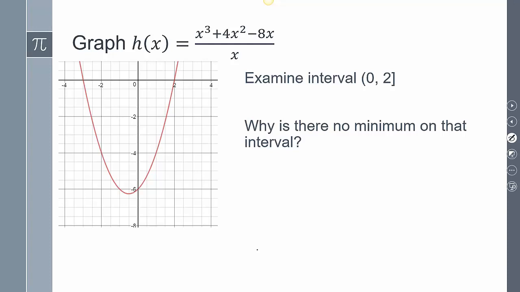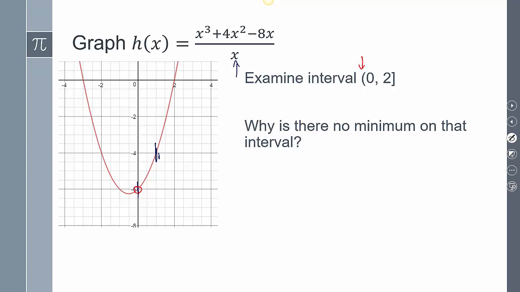So on this interval here, it says examine interval 0, 2. So from here all the way to 2. It says, why is there no minimum on that interval? Well, unfortunately, I'm dividing by 0 here. So there's actually a hole or an open circle there. Another conclusion could be the fact that I'm not including that value, but maybe I'm not including that value because I have a removable discontinuity here.